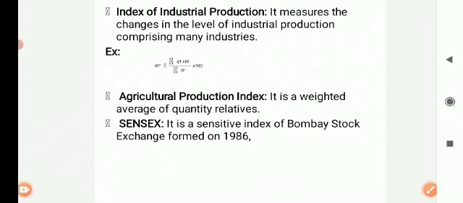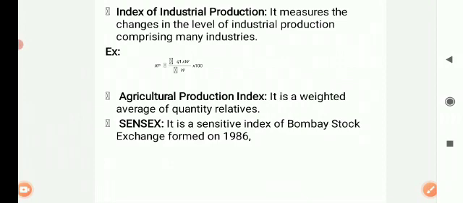Now coming to the last type of index numbers, that is Sensex. Sensex is the sensitive index of the Bombay Stock Exchange, which was formed in 1986. Especially, it is a free-float market capitalization weighted stock market index of 30 well-established, financially sound companies listed on the Bombay Stock Exchange.